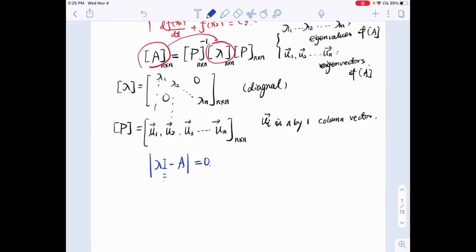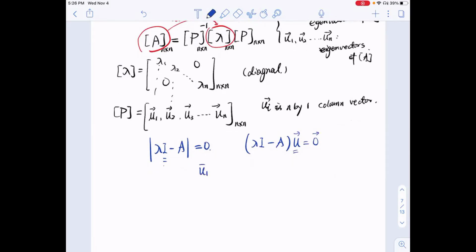In order to find your eigenvectors, you plug into lambda I minus A, that's a matrix, times U equals the 0 vector. For example, in order to find U1, you just need to solve lambda 1 I minus A times U1 equals 0. Similarly, in order to find U2, you plug lambda 2 back in and then find your U2.